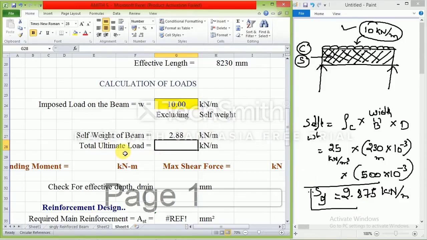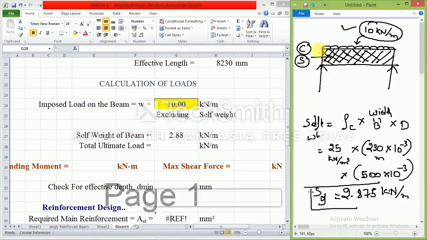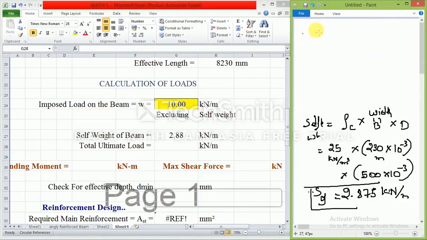So the next concept is total ultimate load. So what is total ultimate load? I'll just explain it here. So I'll just rub the top things, okay? They're asking us to find total ultimate load. Before that I'll calculate total load. So what is total load? Total load is equal to imposed load on the beam, that is 10 kilonewton per meter, plus self weight of the beam, 2.88. Okay, the total load will become 12.88.